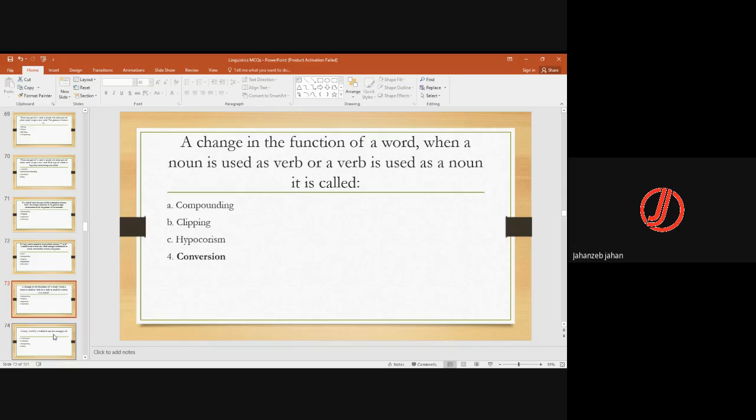A change in function of a word, when a noun is used as a verb or a verb as a noun. Just like Google is a noun, Google it as a verb. So this is conversion.